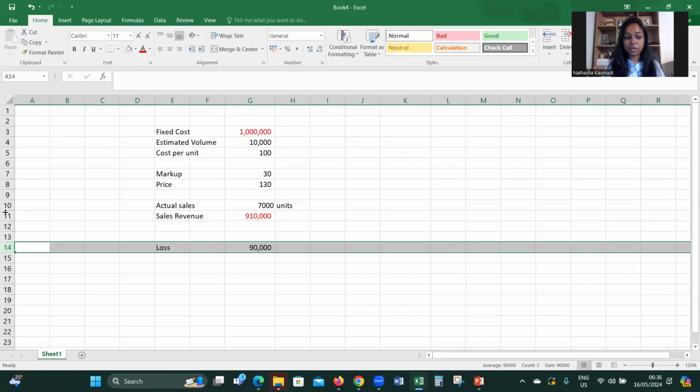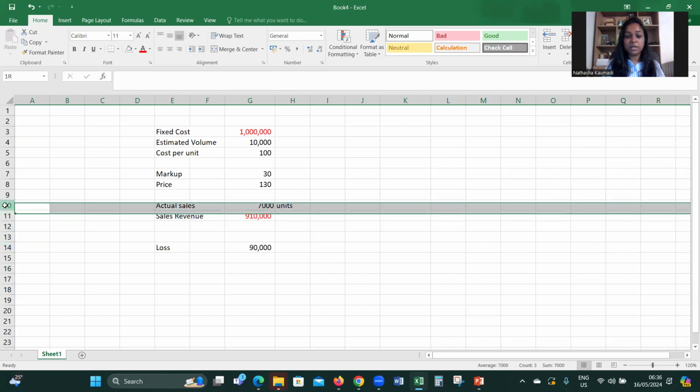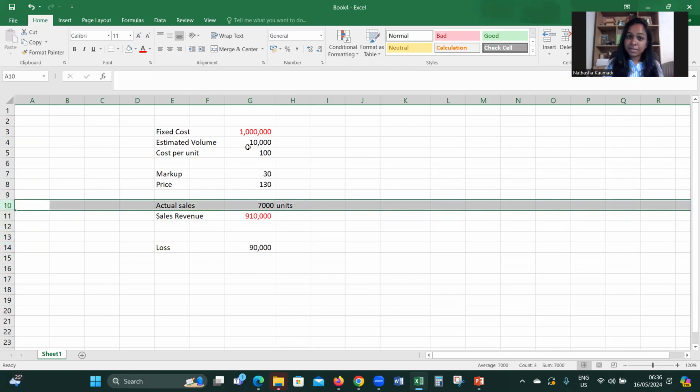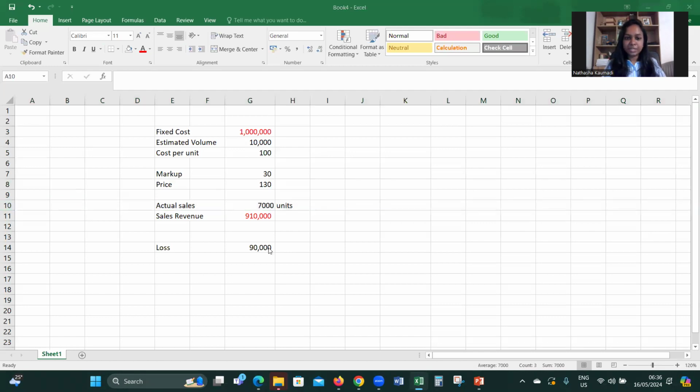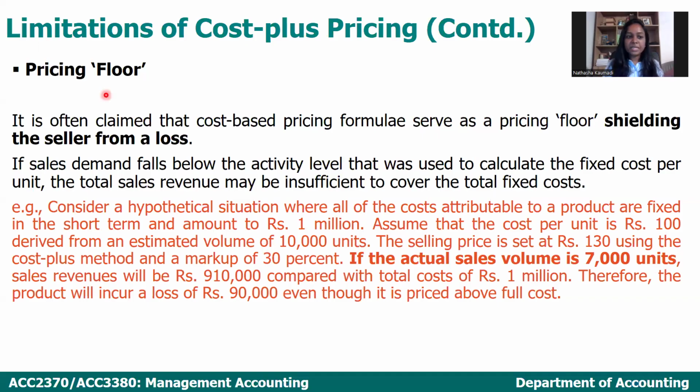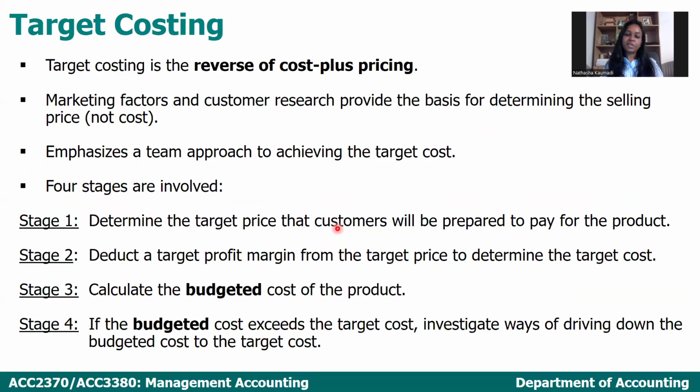We estimated 10,000 and decided the cost, but the actual sales quantity is 7,000. So you have losses like that. Not every time this happens, but there can be situations where this happens. So that's why this limitation exists. Even though we take it as a pricing flow, it's not right all the time. There can be issues like this. So remember, those are the issues. Okay.